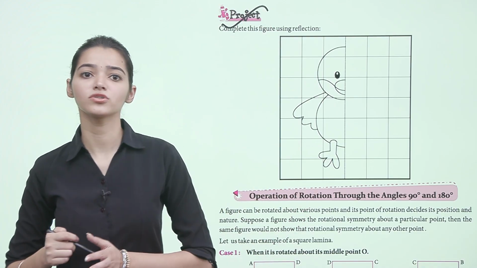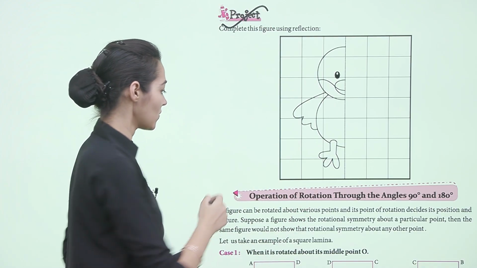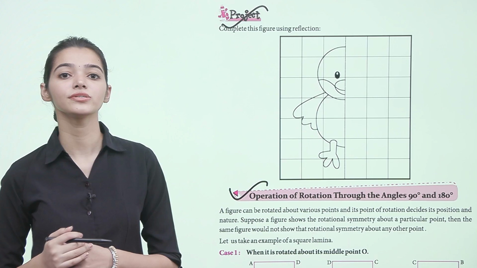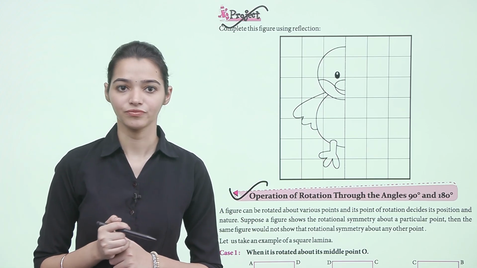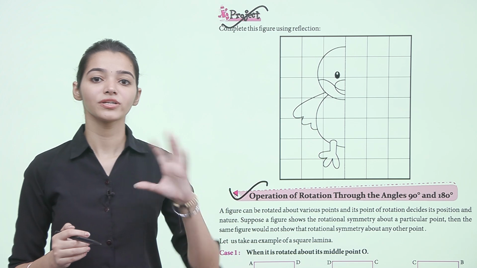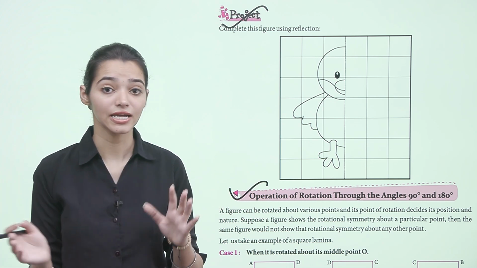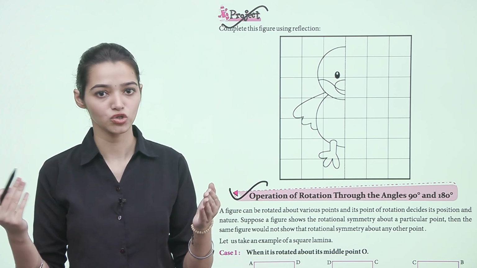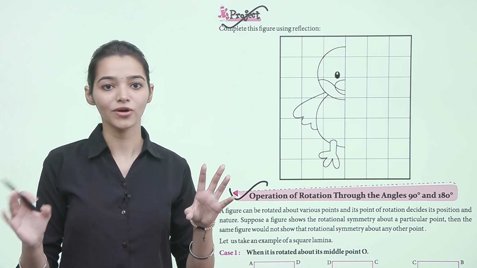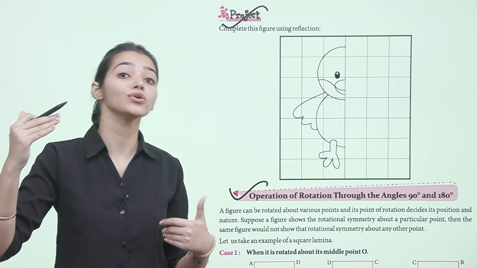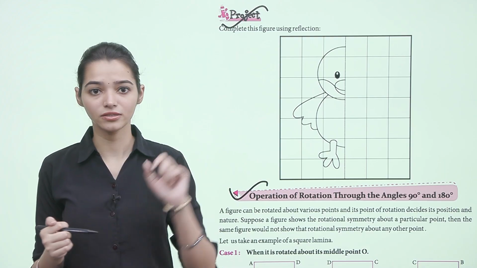Here's the project that you have to complete by yourself, students. Now next step is our operations of rotation through the angles 90 and 180 degrees. A figure can be rotated about various points, and its point of rotation decides its position as well as its nature. Suppose a figure shows rotational symmetry about a particular point, then the same figure would not show rotational symmetry about any other point.